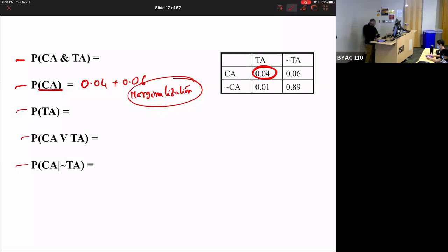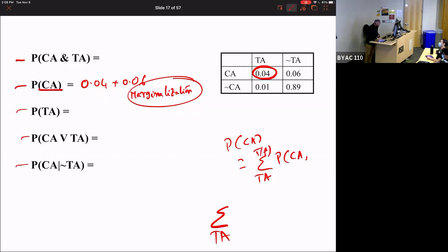Here, normally in the marginalization case, you sum over all the other values of TA. That's what you did to get CA. To get the marginal probability of CA, you basically just wrote it like this: P(CA) is nothing but the sum over TA, TA being true, false, of P(CA, TA). So let the TA vary to be true and false and add up those numbers.